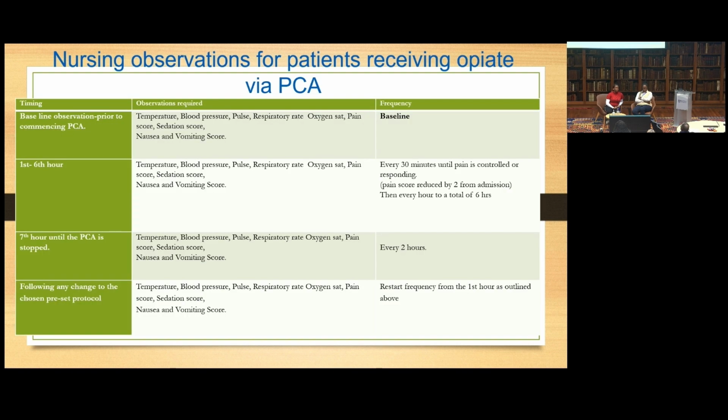As we also use PCA, for patients on PCA we are advised to do baseline observations before PCA can be started: temperature, blood pressure, pulse, respiratory rate, and oxygen saturation. When the patient starts on PCA, for the first 2 to 6 hours we do 30-minute observations until the pain score is down by 2. In Hammersmith we use a 1 to 10 pain score. From hour 7 until the PCA is stopped, we do observations every 2 hours. If the pain is not controlled and the PCA is increased, we go back to the baseline again and start from the top.